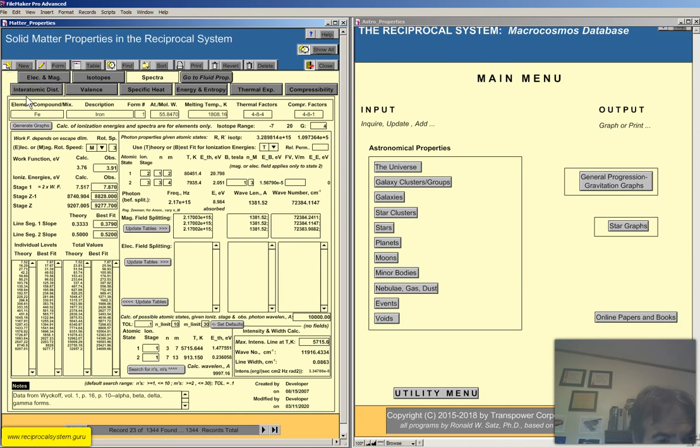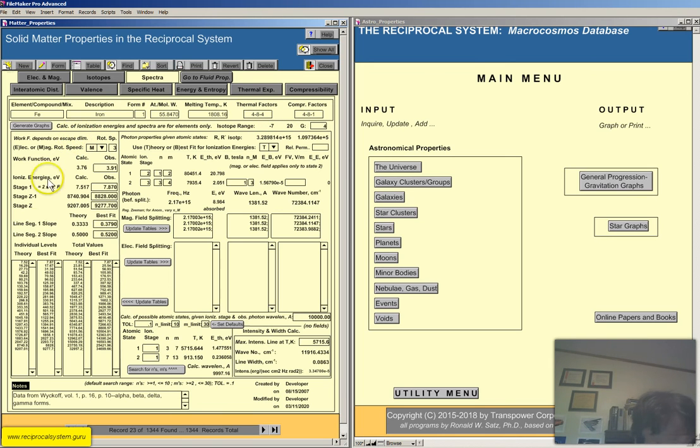The top row is always the same in this database. We have iron as the element. And by the way, this is only for atomic spectra. Nobody's worked out the molecular spectra in terms of the reciprocal system, although it shouldn't be too difficult to do, frankly. But I've done a great amount of work on the atomic spectra of every element. Here's iron, form number 1, atomic molecular weight, melting temperature, thermal factors, and compressibility factors. Of course, everything is quantized in the reciprocal system, including space and time.